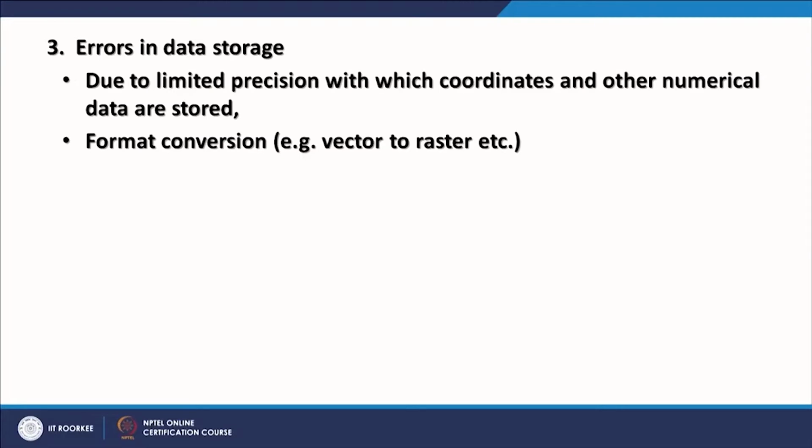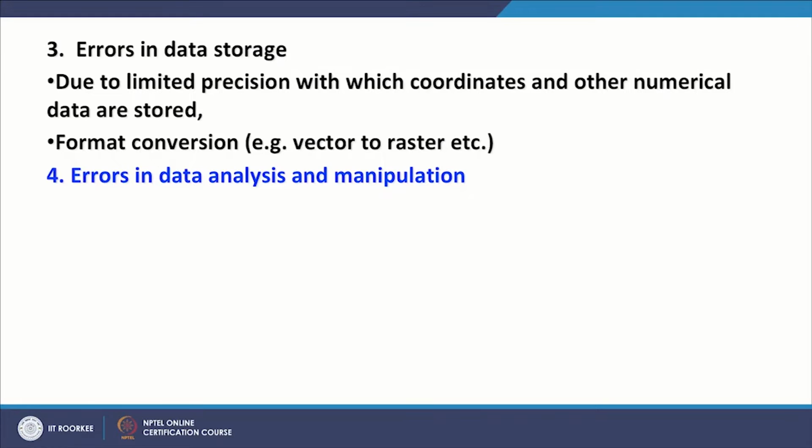Format conversion, because any conversion from one format to another, while discussing vector to raster and raster to vector, I also mentioned that these conversions are not fully transparent. That means, whenever you convert from vector to raster or raster to vector, you will introduce some errors, and these errors may create wrong or erroneous output. So, whenever we are doing format conversions, we have to be very careful that we keep the errors to a minimum. Now, the fourth source of errors is during data analysis and manipulation.